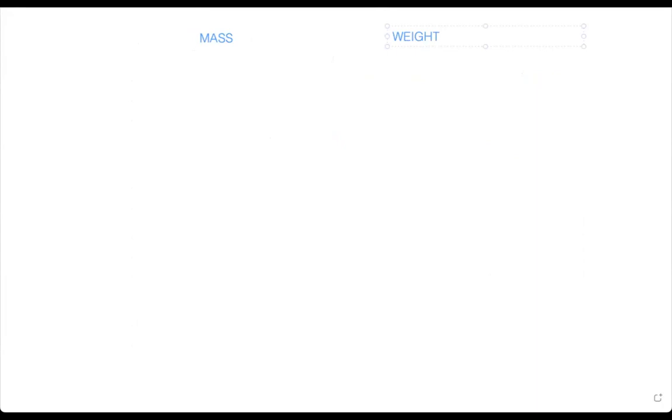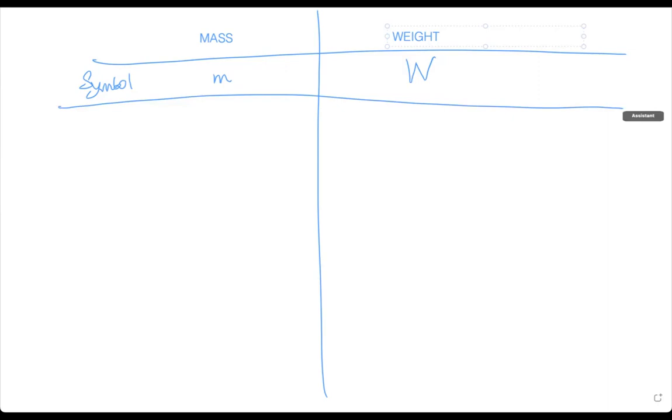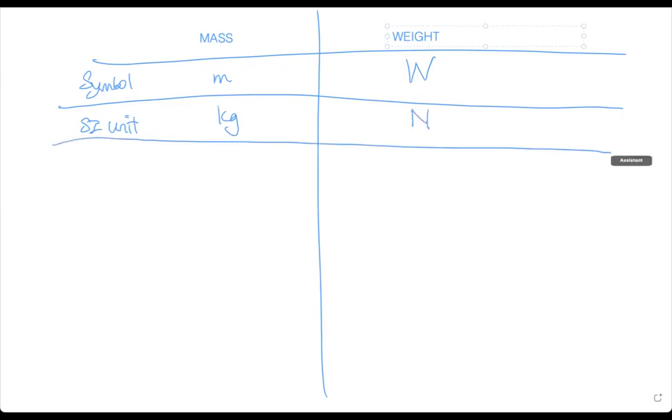Okay, what's the difference between mass and weight? Ken? Okay, so the symbol for mass is small m. The symbol for weight is capital W. Clear? The SI unit for mass is kg, whereas for weight it is Newton. Okay, so far? What other difference between both of them?